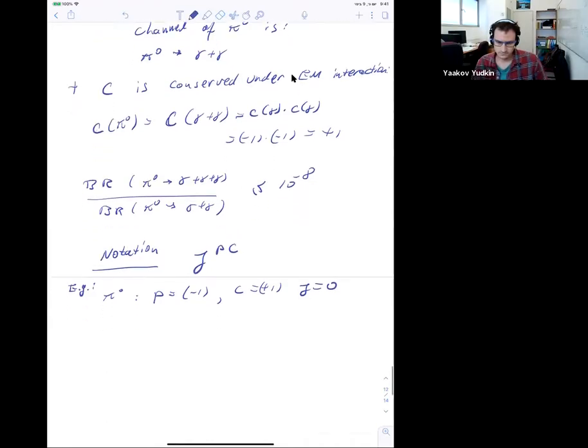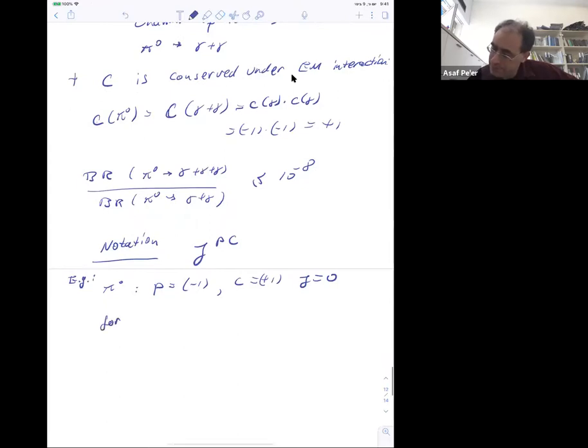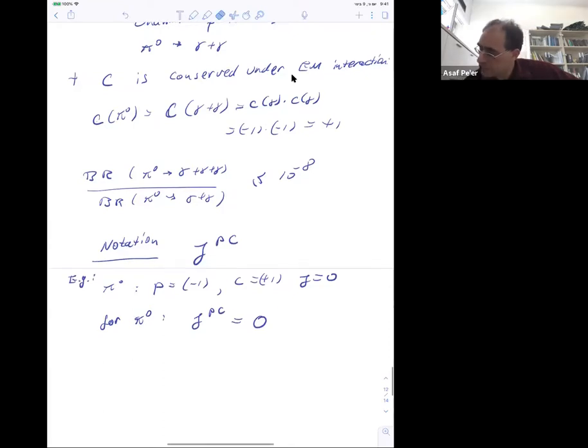So for the pion 0, we write J^PC is equal to 0^-+. Always minus, it doesn't matter, so always a 1. That's how we write it for the pion 0. You might have seen that if you looked already at the PDG.